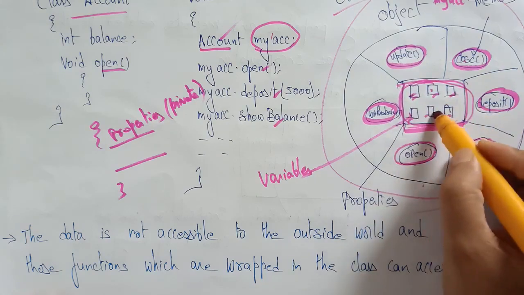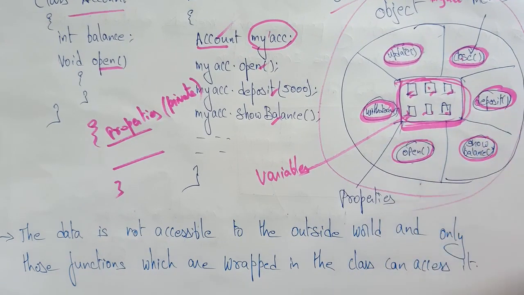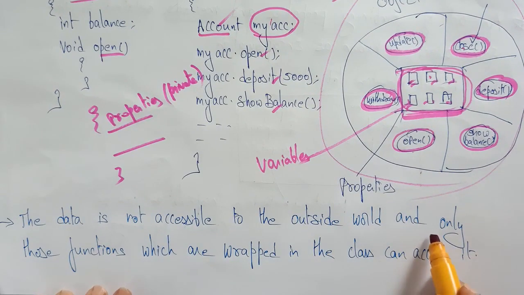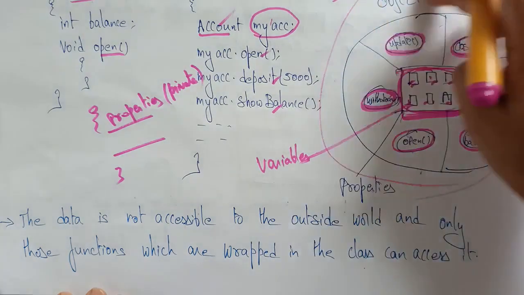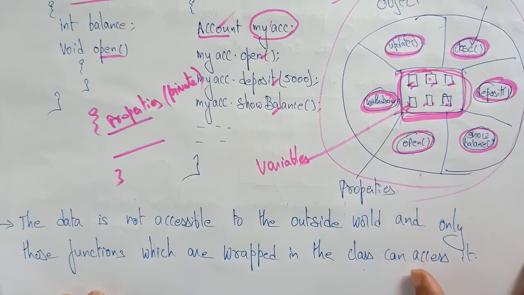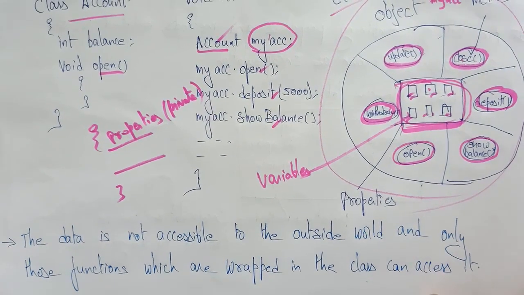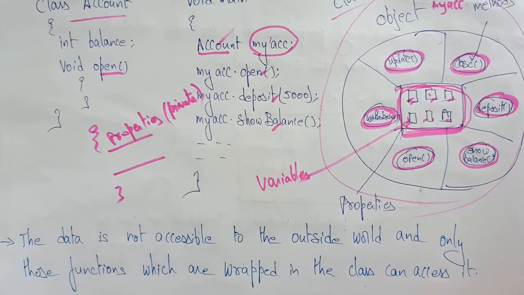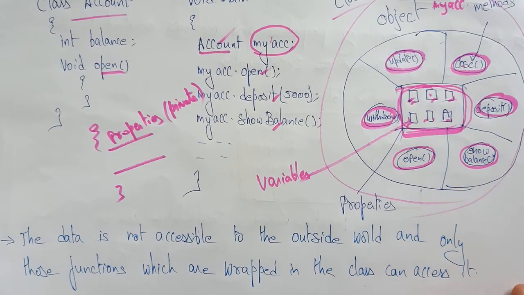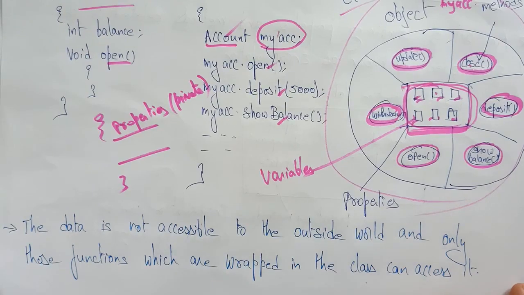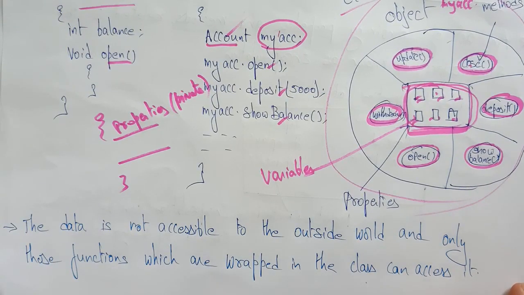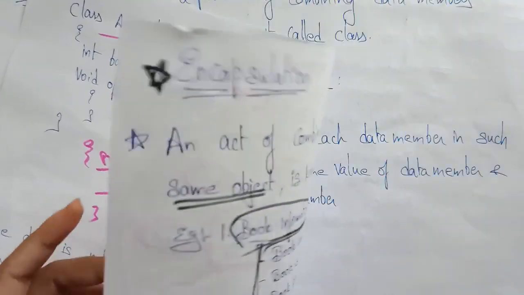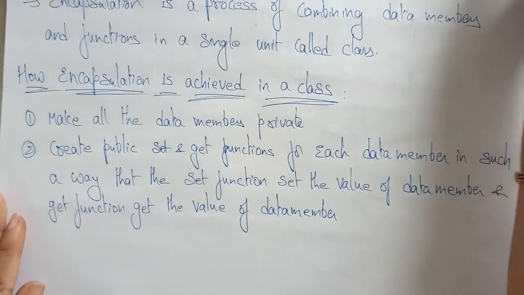This is completely my account related data. That data is not accessible to the outside world, and only those functions which are wrapped in the class can access my data. Other than that, no one can access the data. So by seeing this, you get the information that in encapsulation, we can hide the details. Like my account details I can hide. That is one of the advantages of using encapsulation.